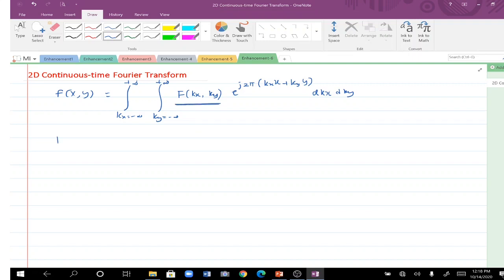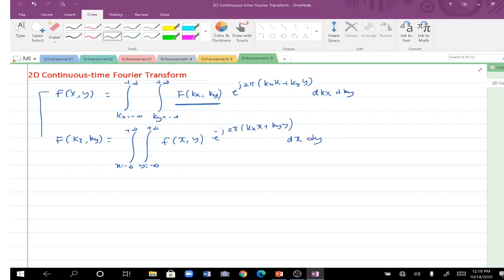How can we write the expression for it? F of kx comma ky is equal to, along similar lines, x varying from minus infinity to plus infinity, y varying from minus infinity to plus infinity, the spatial domain function f of x,y multiplied with the complex exponential e power minus j times 2 pi times (kx times x plus ky times y), integrated with respect to x and y.